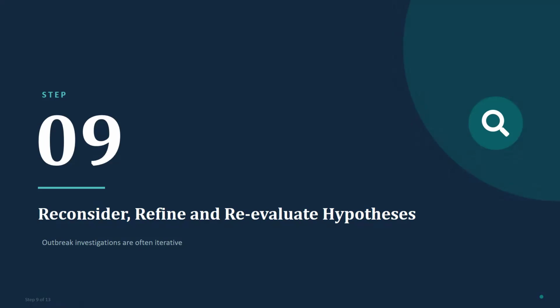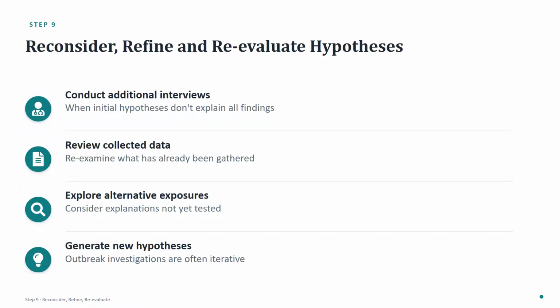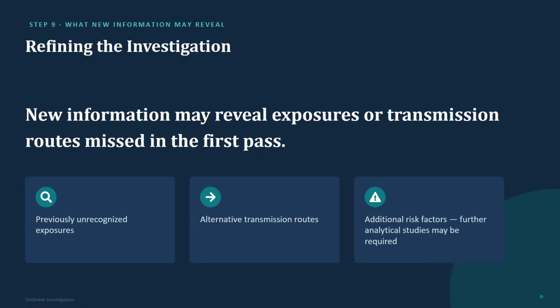And then the next step is we have to reconsider, refine, and re-evaluate the hypothesis. We conduct additional interviews when the initial hypothesis doesn't explain all the findings. We review the collected data, we re-examine what has already been gathered, and explore the alternative exposures. We consider explanations not yet tested and generate new hypotheses. Means outbreak investigations are often iterative. This will refine the investigation. New information may reveal exposures or transmission routes missed in the first pass. So previously unrecognized exposures or alternative transmission routes or additional risk factors.